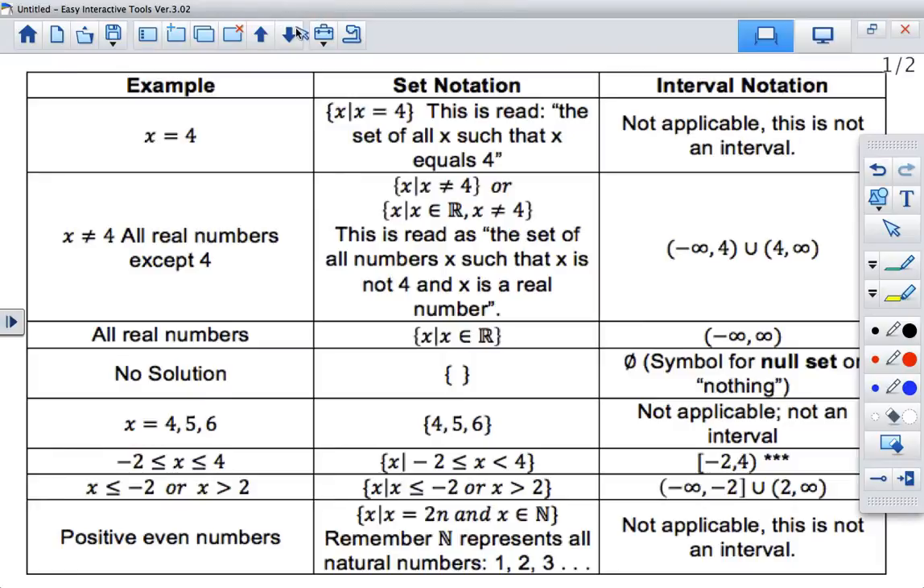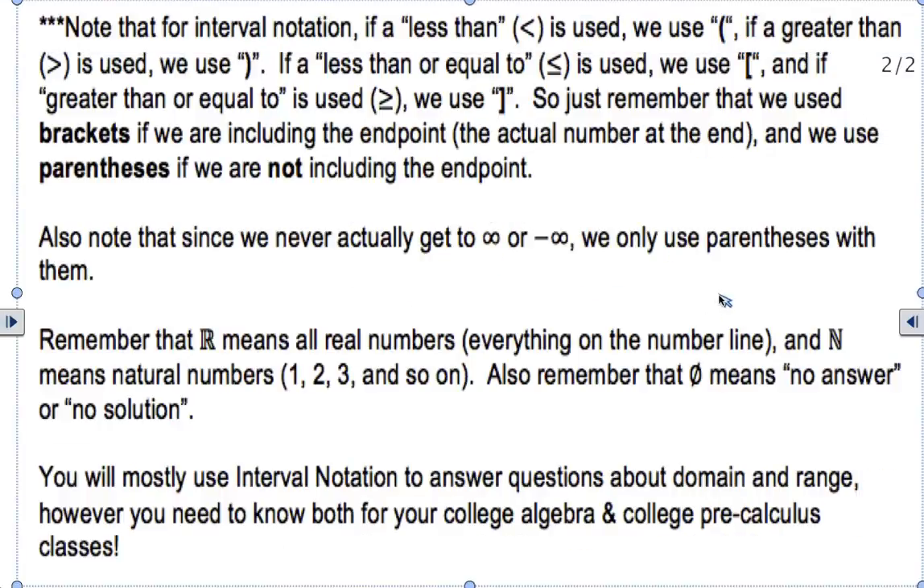All right, so let's look at the other notes. The rest of those you can just fill in the blanks. Note that for interval notation, if less than is used, we use the open parentheses. If greater than is used, we use the close parentheses. If less than or equal to, we're going to do brackets. We use brackets if they include the endpoint, meaning we can actually land on it, or parentheses if we cannot include the endpoint. Also note that since we never actually get to negative or positive infinity, we only use parentheses with them.